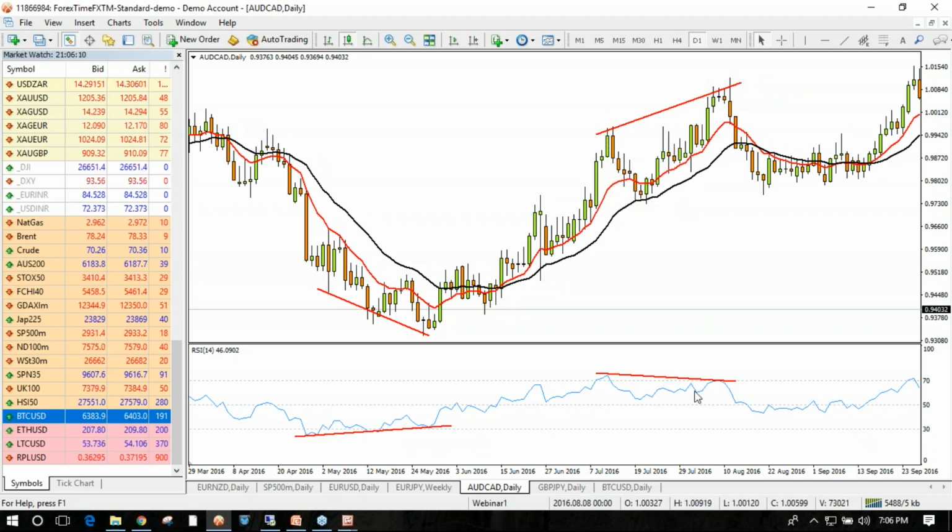All right. But if you look at the RSI, it was lower. Okay, it went down like this.